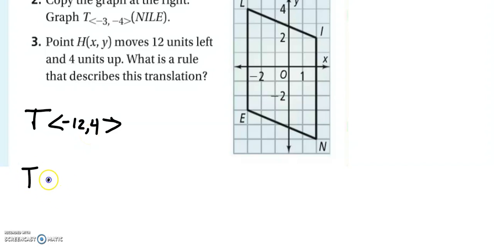The other way you could write this is with XY notation. So one way to say it is, take your x value and subtract 12, and take your y value and add 4. So these are the 3 different ways to write translation rules: with words, with the brackets notation without the XY, and with the XY notation.